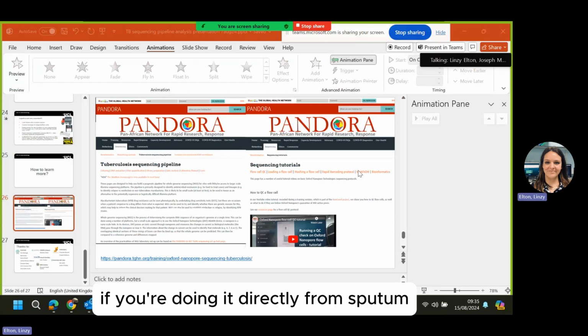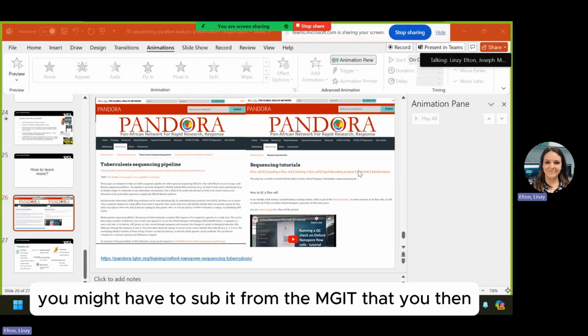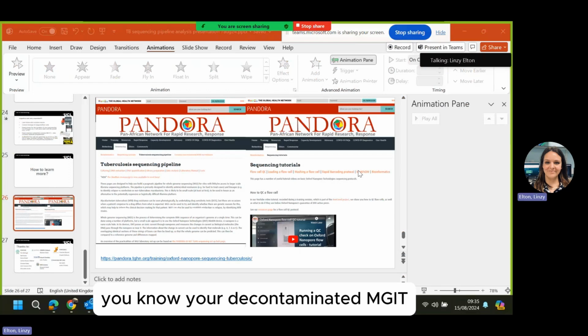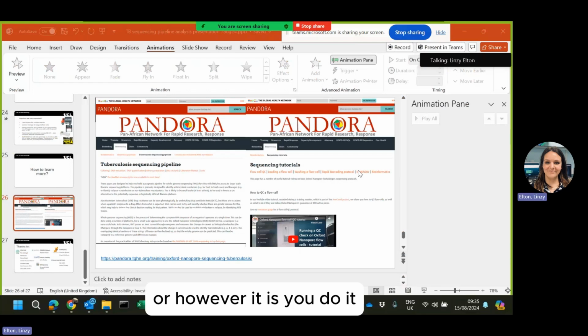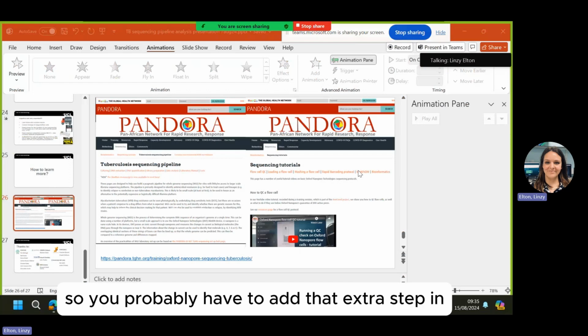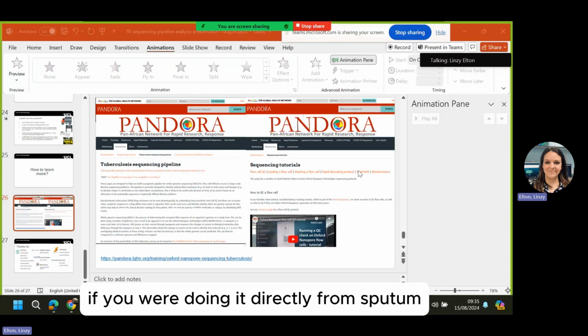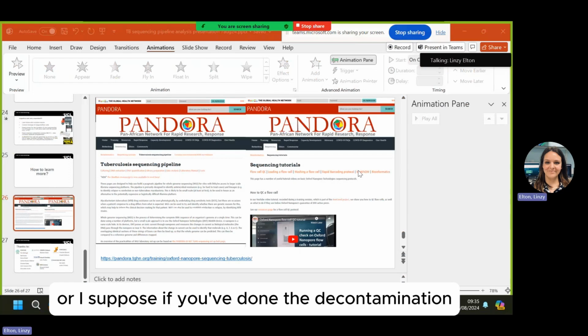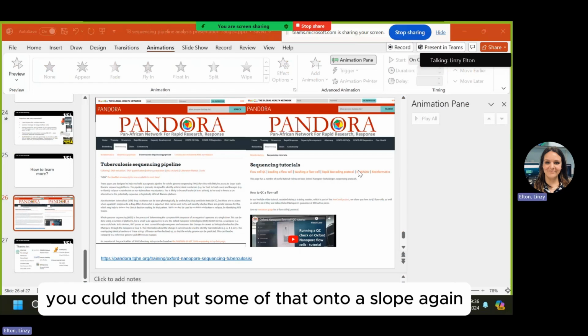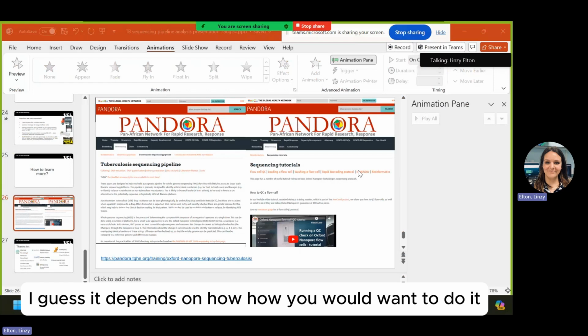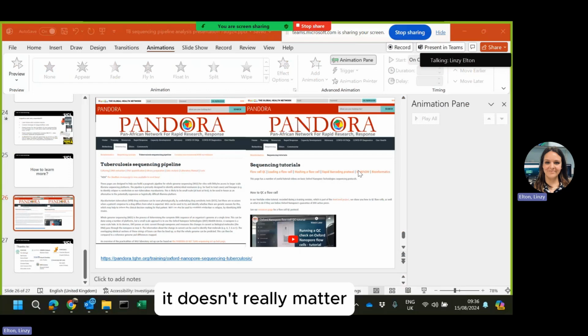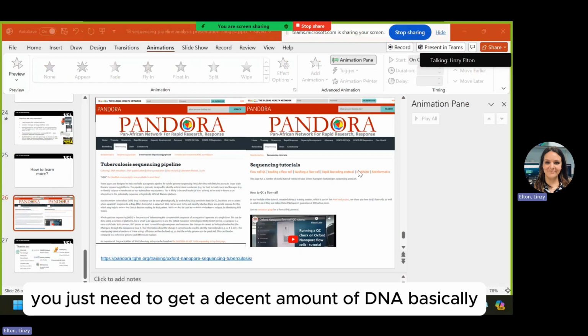If you're doing it directly from sputum and then you're growing it up, you might have to sub it from your decontaminated midget, or however it is you do it. So you'd probably have to add that extra step in if you were doing it directly from a sputum. Or I suppose if you've done the decontamination, you could then put some of that onto a slope. Again, I guess it depends on how you would want to do it. It doesn't really matter. You just need to get a decent amount of DNA, basically.